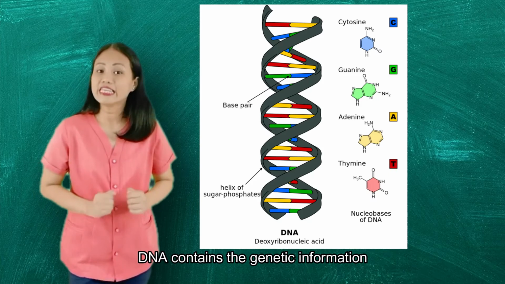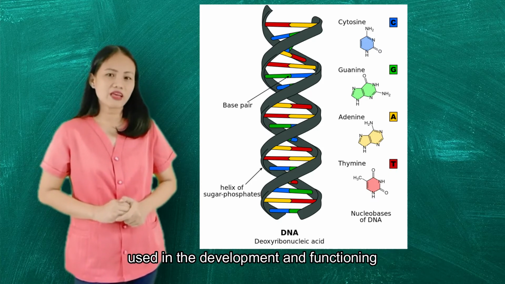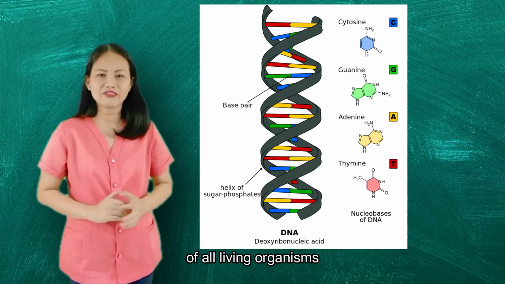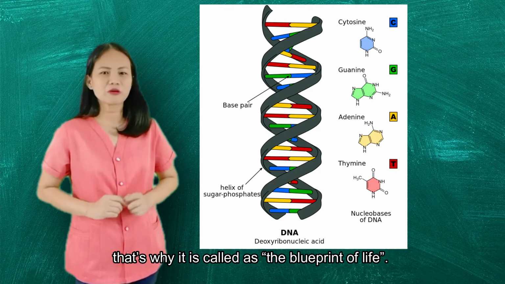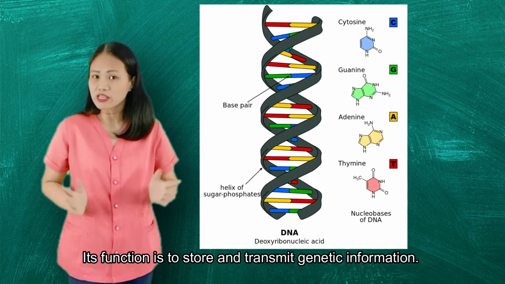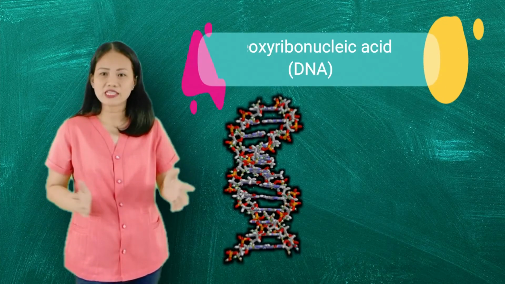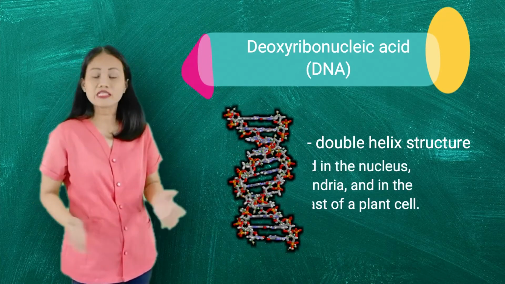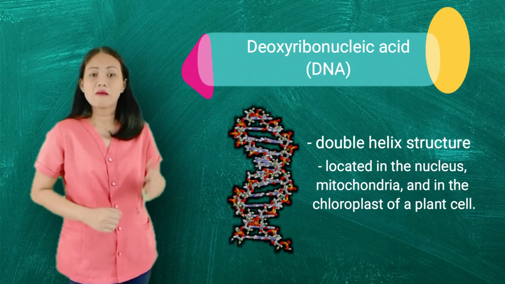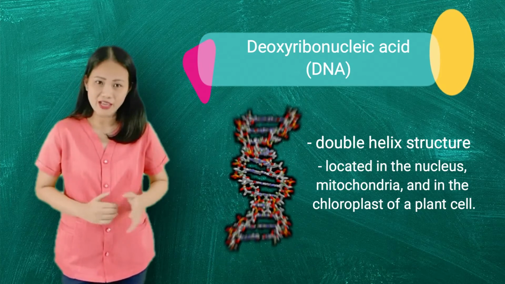Let's focus first on DNA. DNA contains the genetic information used in the development and functioning of all living organisms. That's why it is called the blueprint of life. Its function is to store and transmit genetic information. As you can see, DNA is a double helix structure. It is located in the nucleus, mitochondria, or in the chloroplast of a plant cell.